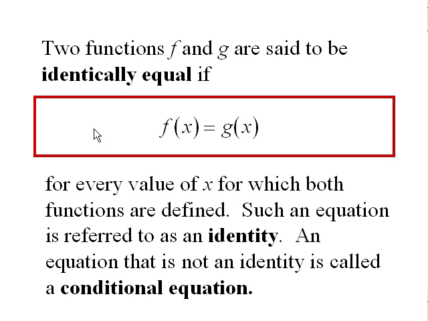Well, we're going to talk about identities for a few lectures. The difference between an identity and a conditional equation is that an identity is a claim that two sides of the equation, the left-hand side and the right-hand side, are identically equal. That means not depending on the particular value of the variable x, but it works for every value of x that makes sense to plug in to the left-hand side and the right-hand side.